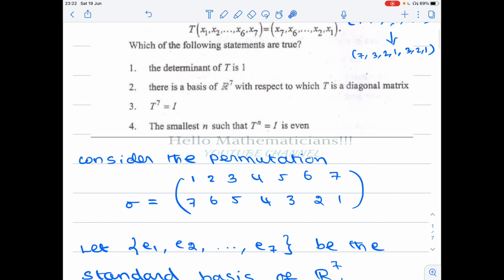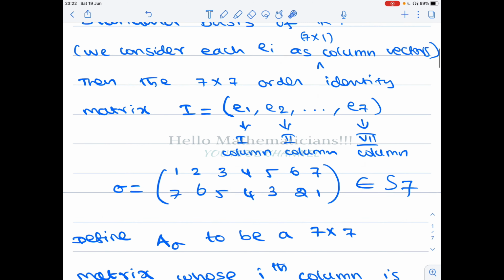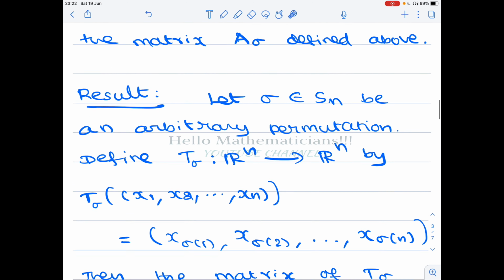So we need to know what the determinant of a permutation matrix is. We want to know whether permutation matrices are diagonalizable over R, and whether this permutation matrix satisfies all these conditions or not. That is what we want to understand. So let's continue.